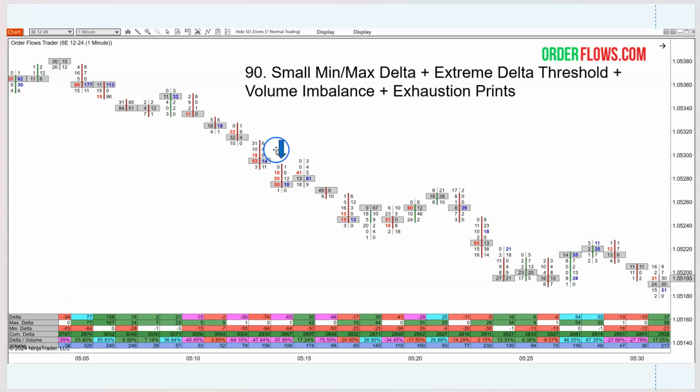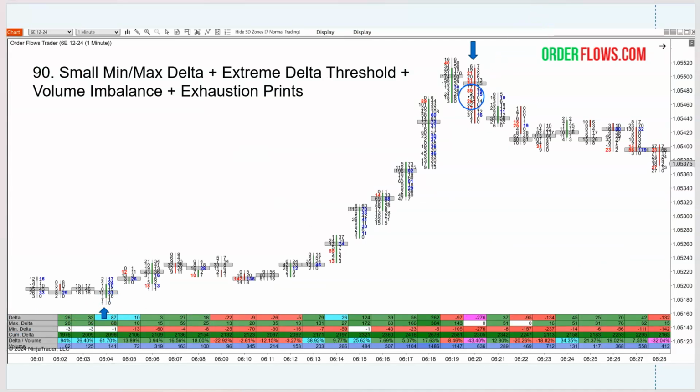It's a bearish version. Small min max, you got the max is just 1. Extreme delta threshold, minus 63, is close to the minus 64. It's within 95%. You got volume imbalances, you got 1, 2, 3, and you got your exhaustion print of 1. Okay, here's 1 on the way up, and here's 1 back on the way down.